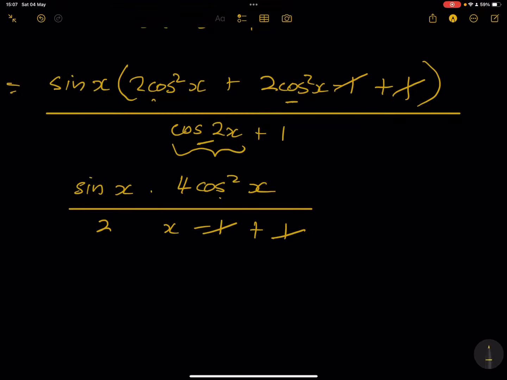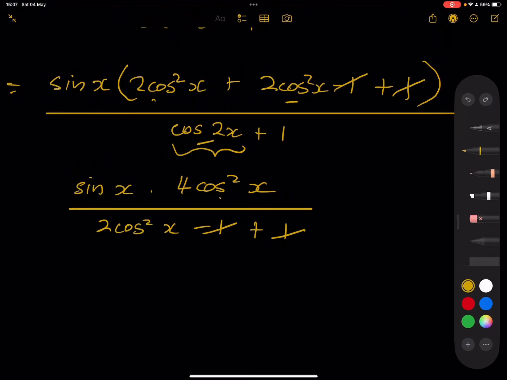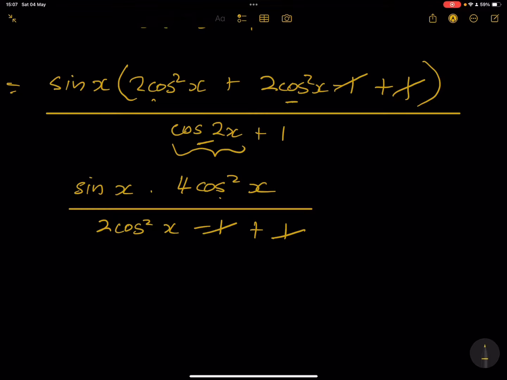Oops, I just removed that in error. Right? So the cos squareds actually cancel, right? So this guy and that guy cancel. So now I've got 4 divided by 2, which gives me 2. And so my final answer will be equal to 2 sine of x. That's the single trigonometric ratio that they were talking about.